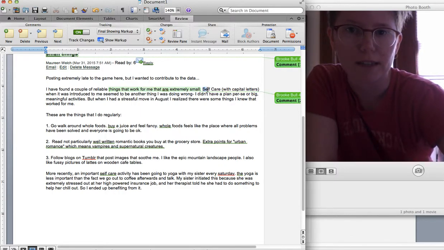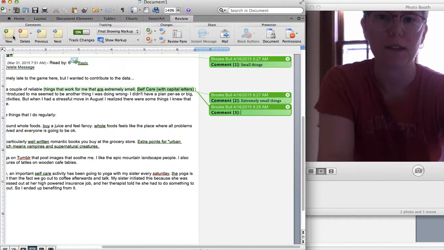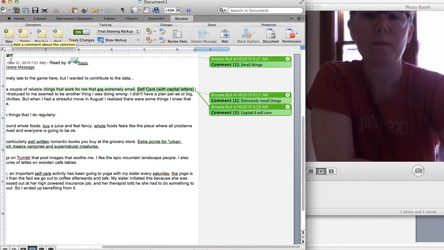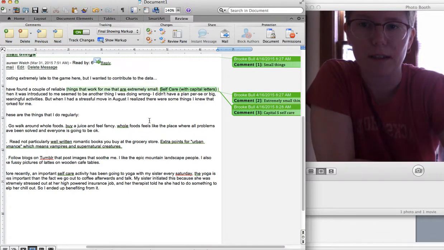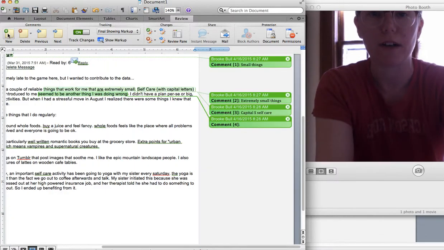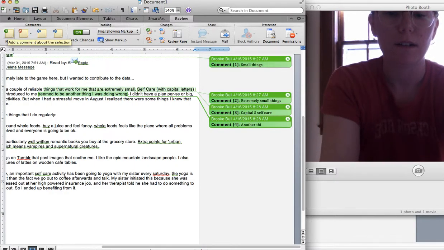Because look here, our next key phrase, I think, is self-care with capital letters. She's pointing out that there was this other thing, capital S, self-care, is what I'm going to call that code. Because she's pointing out that that was a different thing that didn't work. Seemed to be another thing I was doing wrong. That seems like a key phrase. Another thing I was doing wrong.